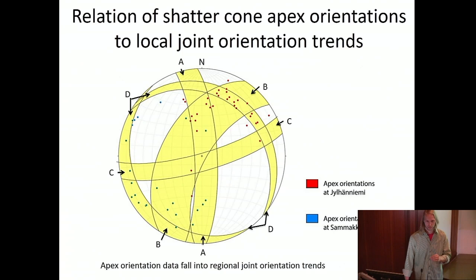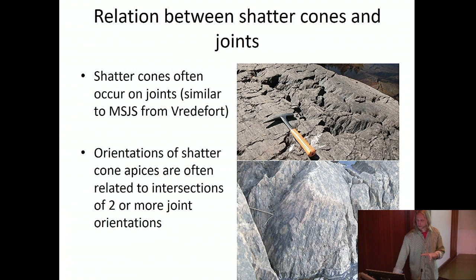So let us make a short discussion. The joints do not only influence the orientation of the shatter cones, but also their shape, as we can see here, a polygonal shape. And apparently these fractures fall into the joint trends, as the orientation of the shatter cone apex goes at an intersection of several joint trends. Now let's talk about petrography.